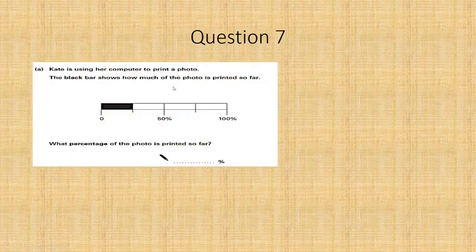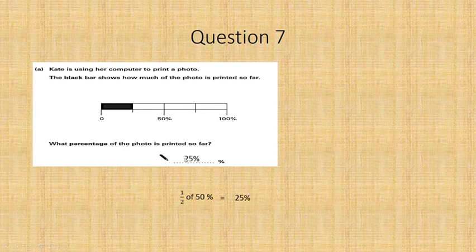Okay, question number 7. Kate is using her computer to print a photo. The black bar shows how much of the photo is printed so far. What percentage of the photo is printed so far? So if you focus here, you'll find out that the black bar is in the mid distance between 0 and 50. So actually, I'm thinking of what is the half of 50%. So what's the half of 50%? Yes, it's 25%. So 25% is the answer for this question.